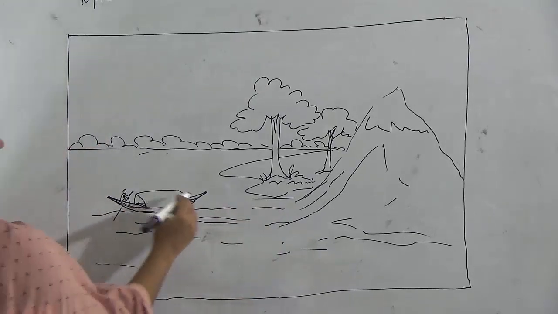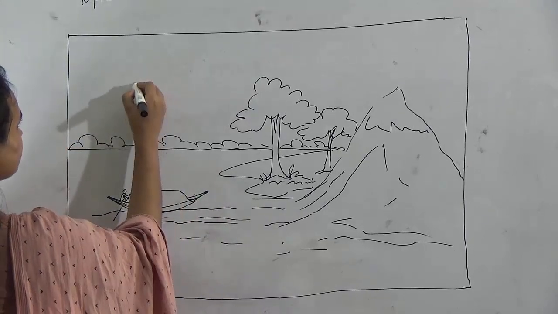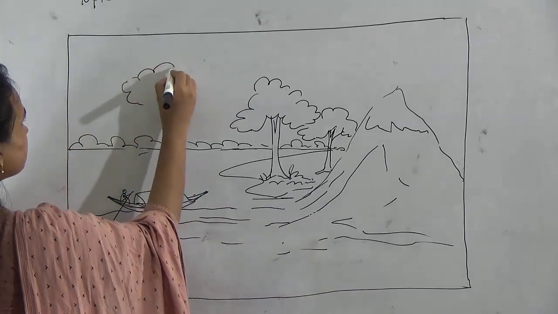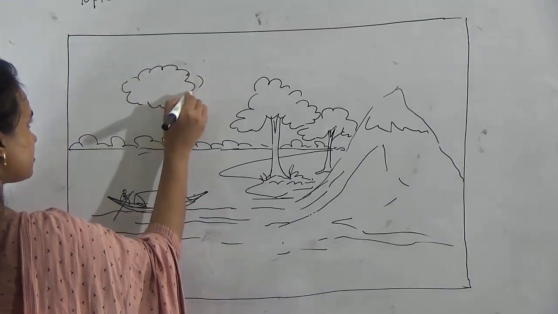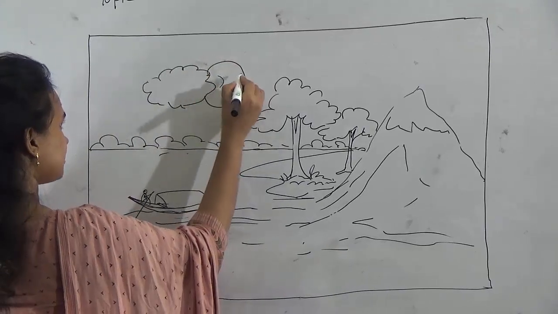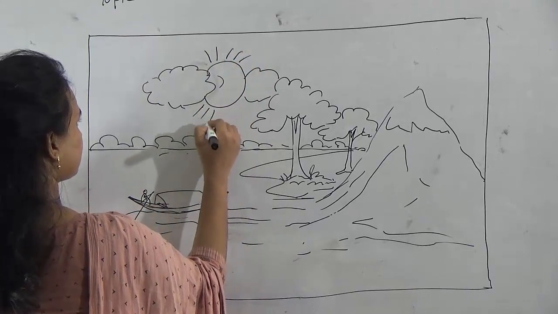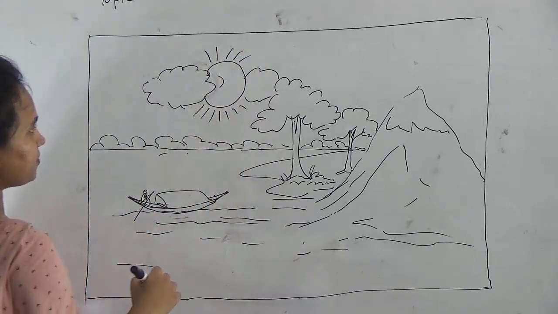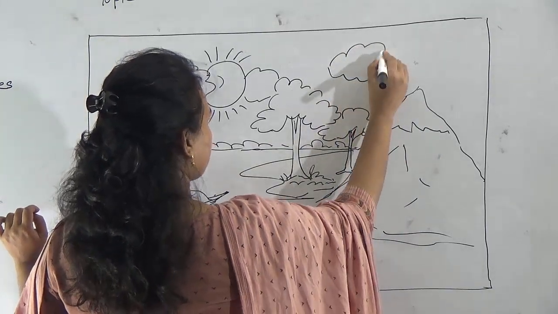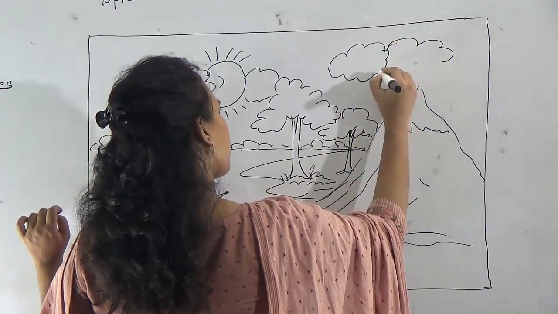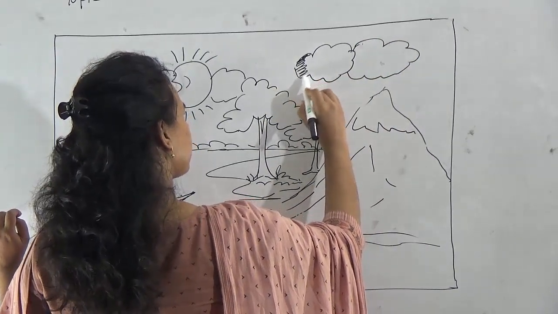Okay, and from river water is evaporated and vapor from the sunlight. So you must draw the sun. And the tiny droplets make the cloud. This is the cloud, black.